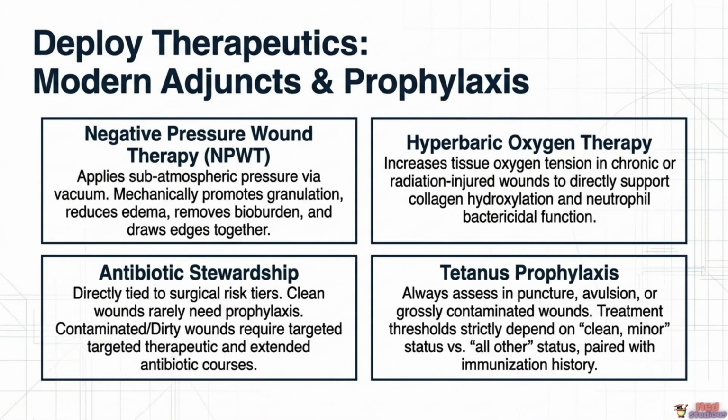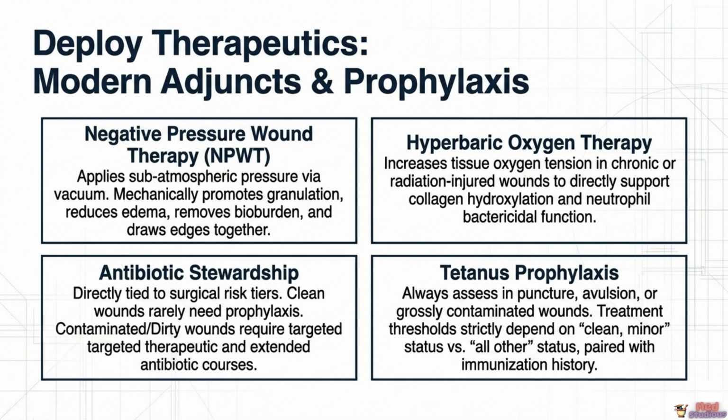The sixth and final step in the wound management framework is deploying the appropriate therapeutic adjuncts. Four key therapies must be understood in terms of mechanism, indication, and board relevance. Negative pressure wound therapy, abbreviated NPWT, and also known as vacuum-assisted closure, or VAC therapy, applies subatmospheric pressure, typically negative 125 millimeters of mercury, to the wound surface via a sealed foam dressing connected to a vacuum pump.